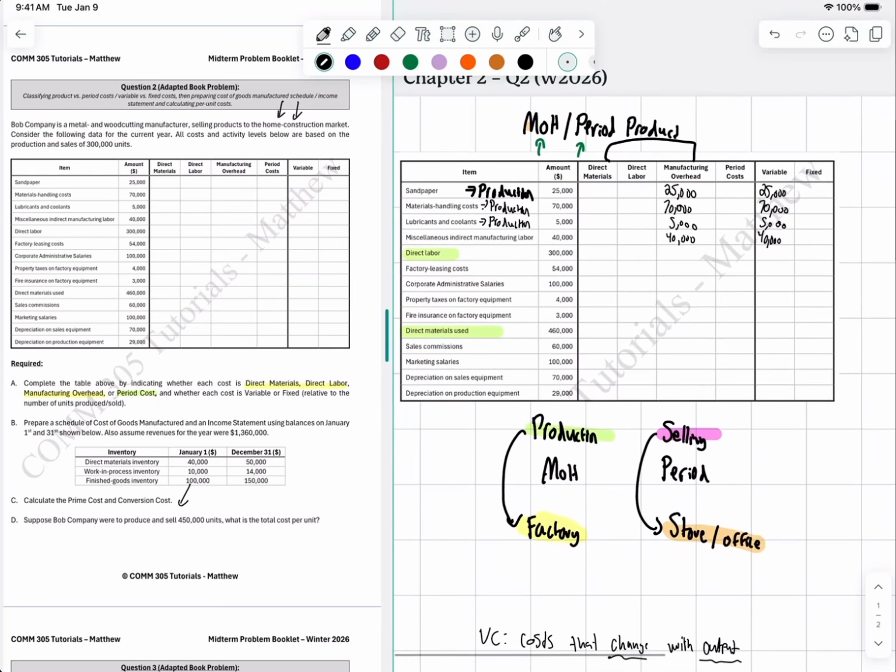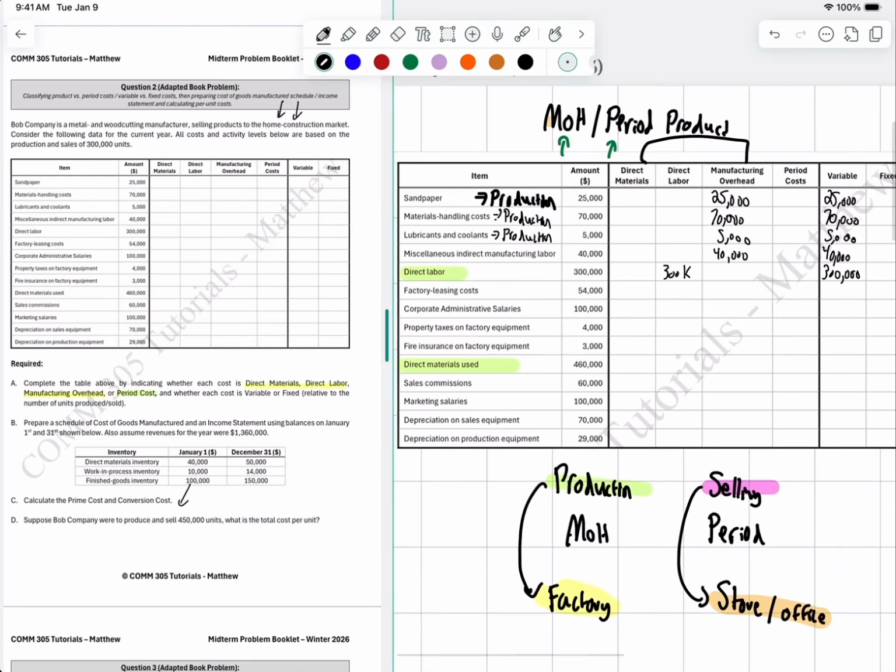Okay, next, direct labor. If you're wondering what column that goes in, you kind of need some glasses or a little health check. Direct labor is obviously a direct labor product cost. And it's going to go under a variable cost as well, because the more you want to make, the more labor workers you'll need.